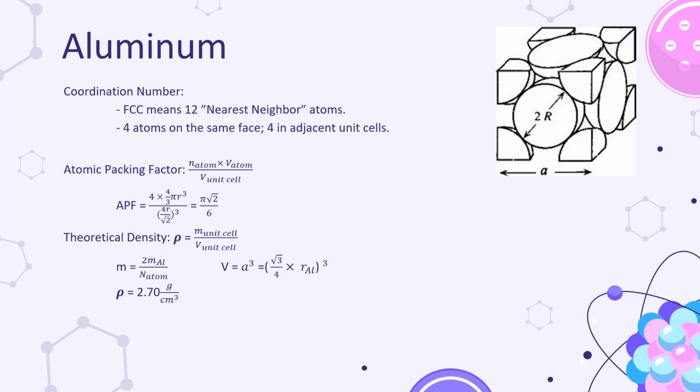Finally, our theoretical density. Rho equals the mass of the unit cell over the volume of the unit cell. Our mass is found by doing 2 times the mass of aluminum, being 26.982 grams per mole, over Avogadro's number, and the volume is the same as earlier using the radius of aluminum instead. After substituting and simplifying, you find the theoretical density of aluminum to be 2.70 grams per centimeter cubed.